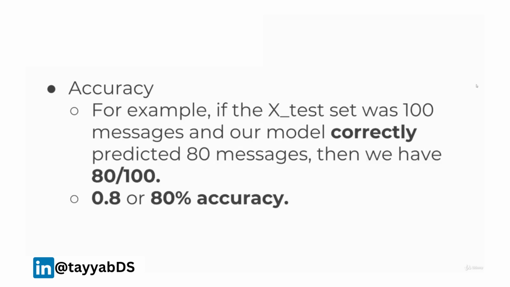For example, if the test dataset was 100 messages and our model correctly predicted 80 of those messages from the test dataset, then we would have 80 out of a total of 100 predictions that were done correctly. And that means we were 0.8 or 80% accurate.